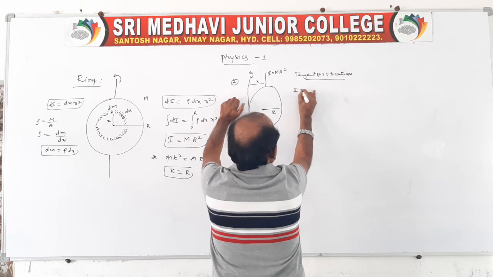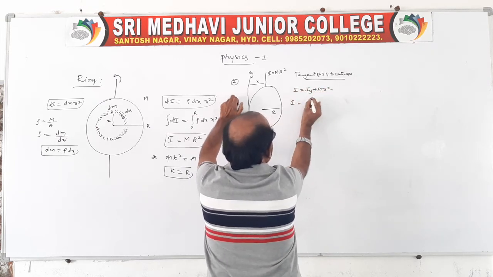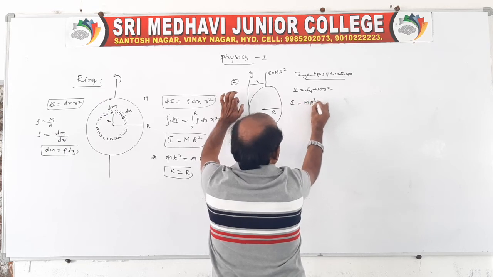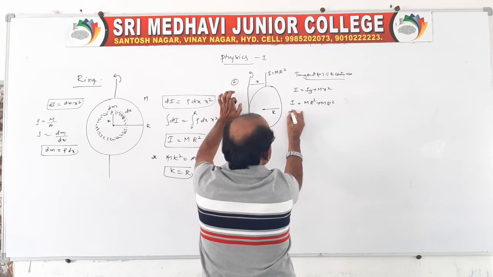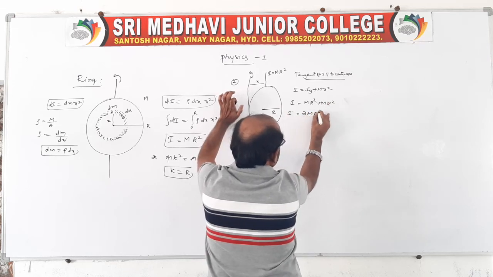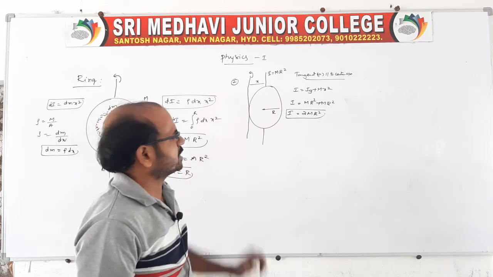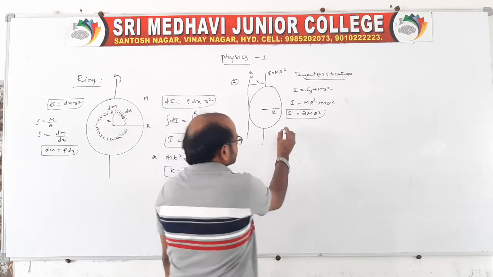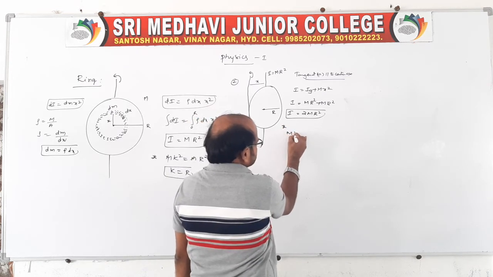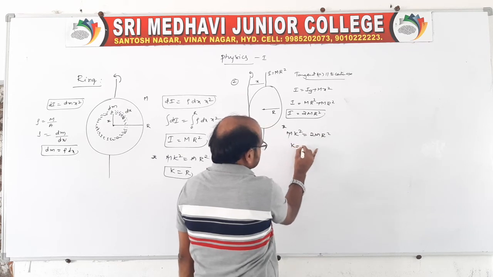So I is equal to, according to the parallel axis theorem, I is equal to Ig, which we know is mr square, plus x, which is nothing but the radius, no? Then you say mr square. I is equal to 2mr square about a tangent and parallel to the center axis. The moment of inertia will be 2mr square. Sir, what about the radius of gyration? Yes, mk square is equal to 2mr square. So cancel, k is equal to root 2 into r.